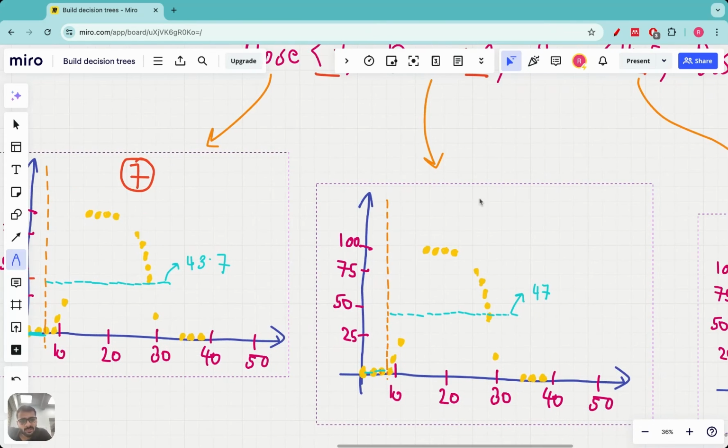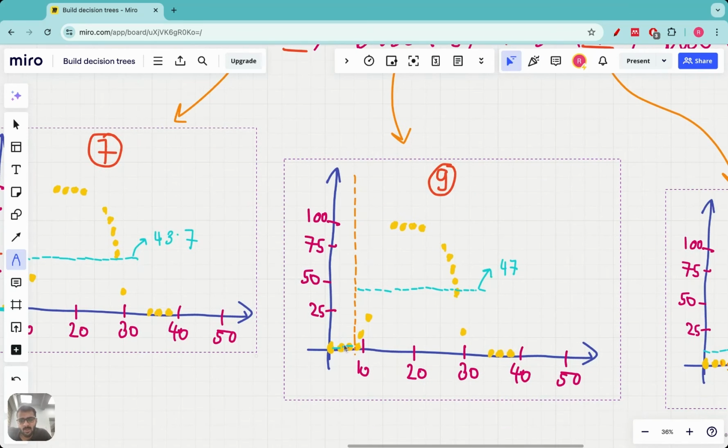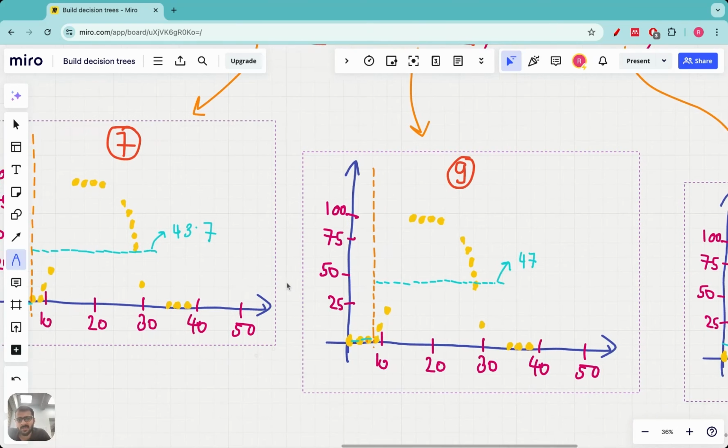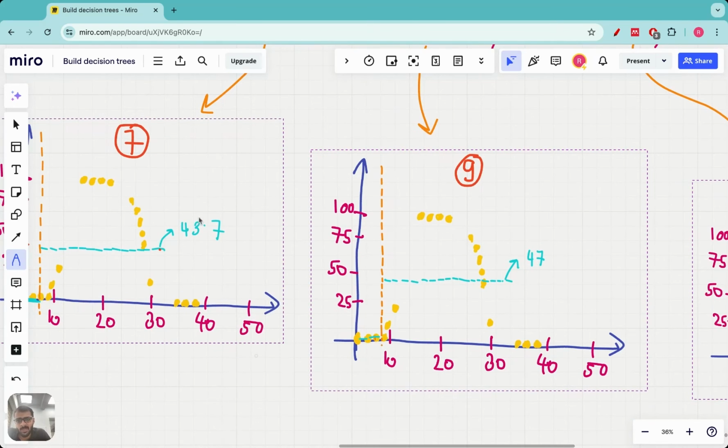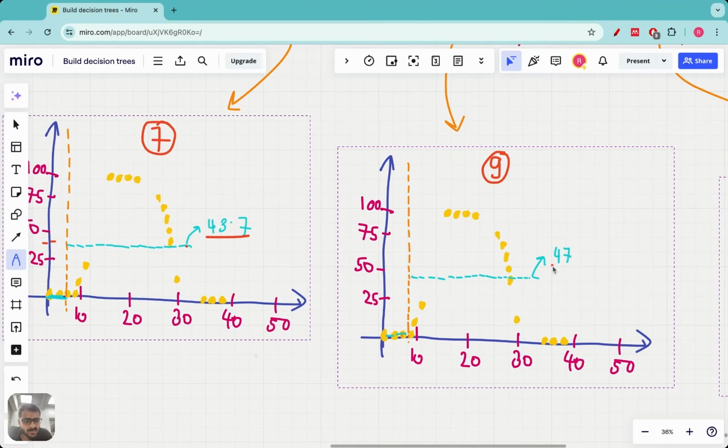If you now look at dose less than 9, it also leads to a slight decrement in the error. On the left hand side, the error is still almost negligible, but on the right hand side, you can see that this line is moving up. It was at 43.7, and now it has moved up to 47. So it's getting close to the real average value of all the points on the right.